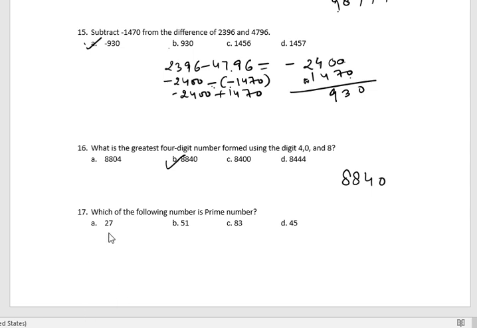So the last question, which of the following number is prime number? We know that prime number have 2 factors, 1 and itself. So let's see which is that number. 27, 2 and 7, sum is coming 9, so it is divisible by 3. Again 51 is also divisible by 3. 83 is not divisible by any number. 45 is again divisible by 3, and other numbers also. So the right answer is what? 83 is the right answer.